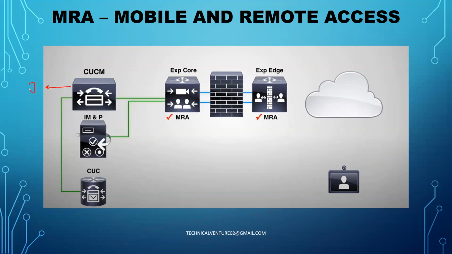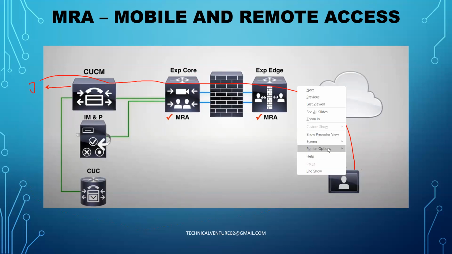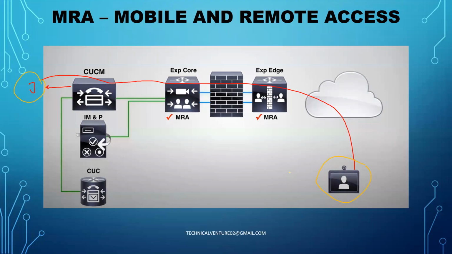Let's suppose this is the Jabber. Signaling will go through this Jabber to the CUCM, to the core, to the edge, and to the endpoint. This is your signaling, right? And if you want to see the media path, media would be directly between this endpoint, like your Jabber endpoint, and the endpoint which is on the internet.